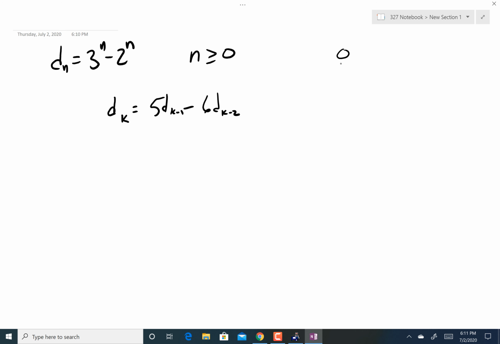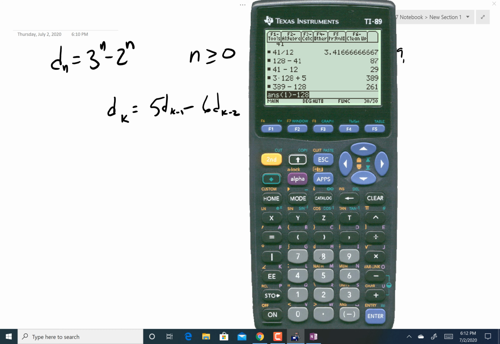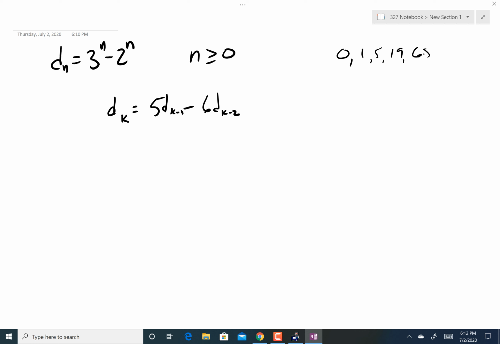Okay, let's go ahead and find our first bunch of terms here, okay? So put a 1 in there, you get 3 minus 2 is 1. Let's put a 2 in there, you're going to get 9 minus 4 is 5. You put in 3, you're going to get 27 minus 8 is 19, I believe. One more time. 81 minus 16. I can't do that in my head anymore. 65. Okay, dot, dot, dot.